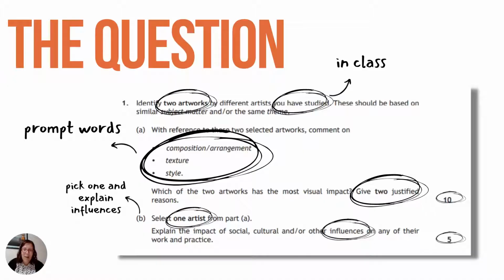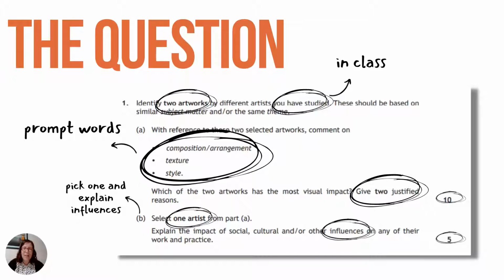The last part has an extra part of the question which asks you to choose between one of the artworks and explain why you think it has the most visual impact. It is worth 2 points.